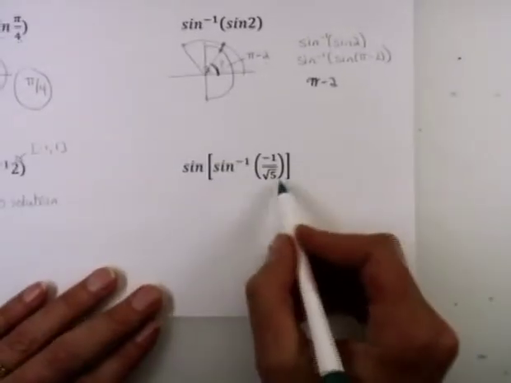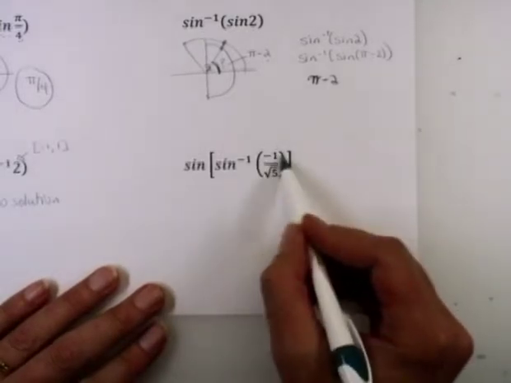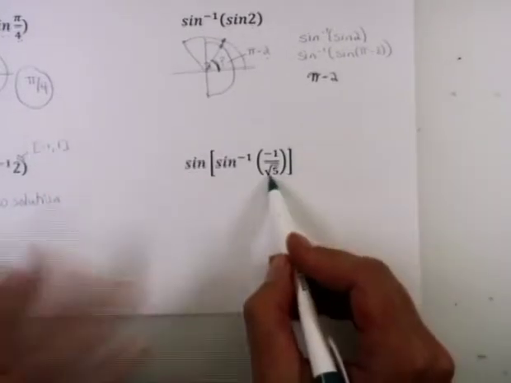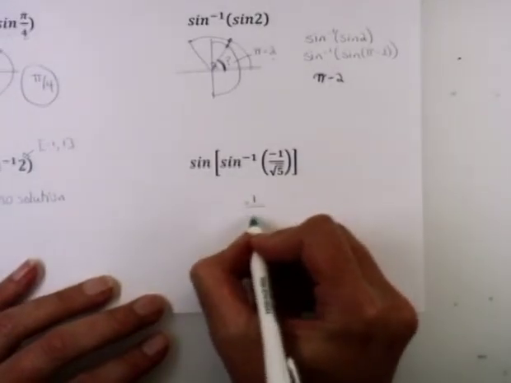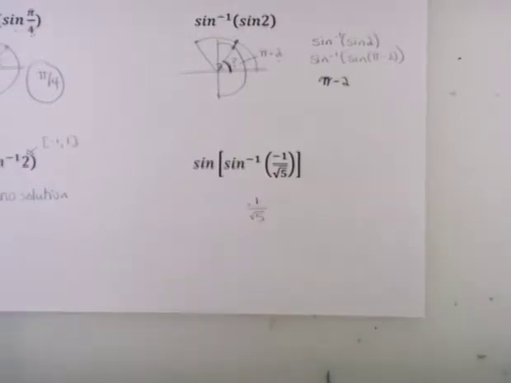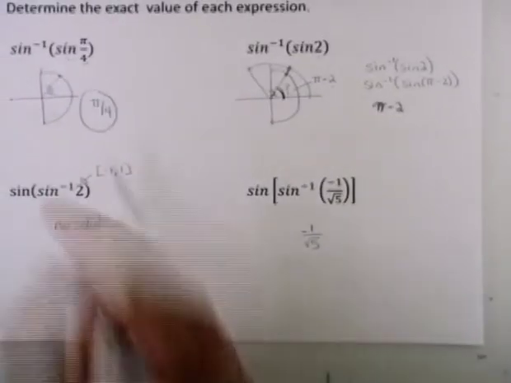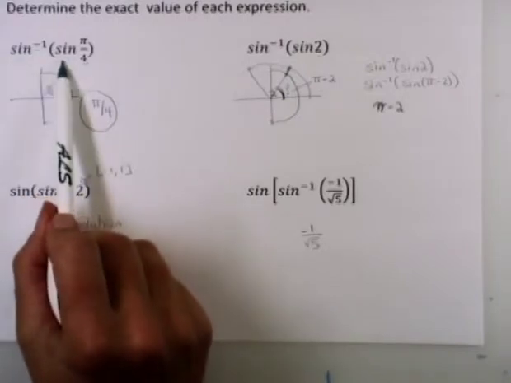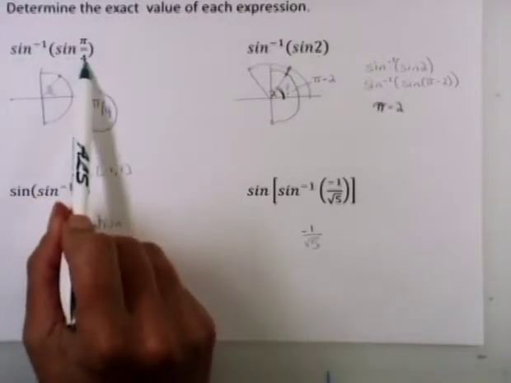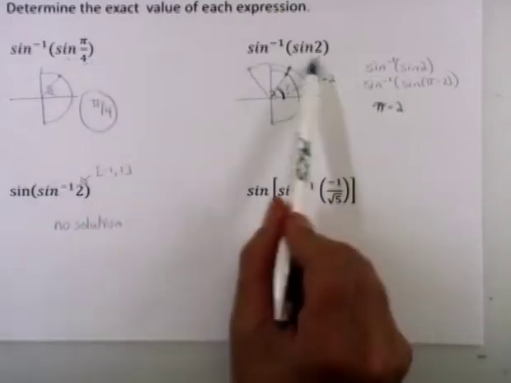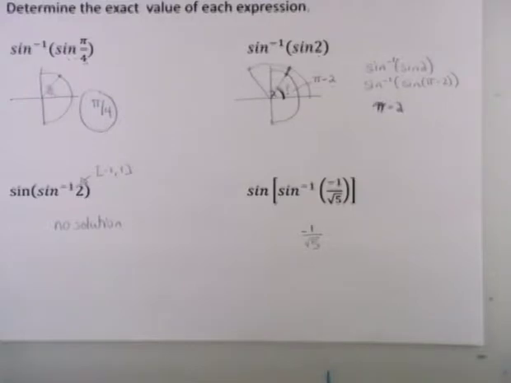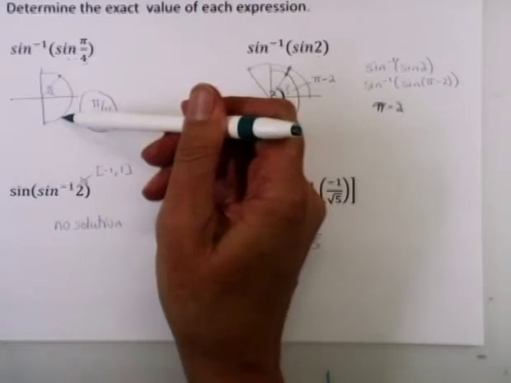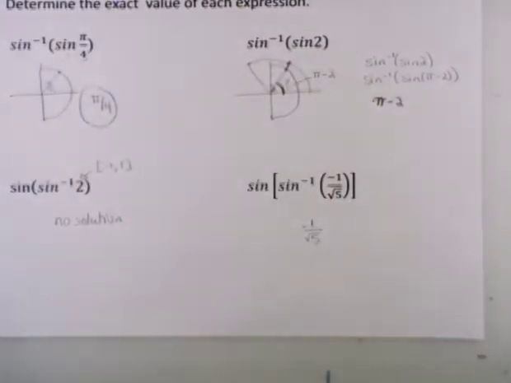Okay, so I look at this one. Is this value between -1 and +1? Yes. So I can go ahead and say that this is just going to be -1 over radical 5. So the ones we really need to worry about are when we have the sine inverse of the sine. On those, you really have to check that angle to make sure that it's within the restricted domain. If it's not, you just need to come up with the angle that has the same sine value either in quadrant 1 or quadrant 4, and it will be one of those.